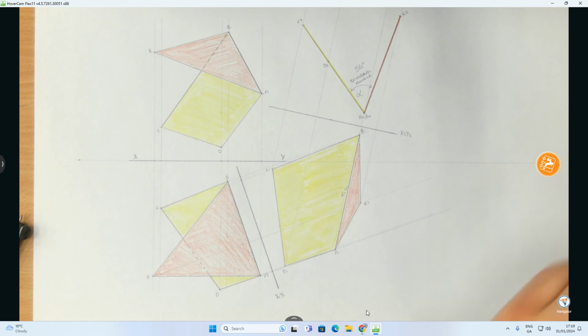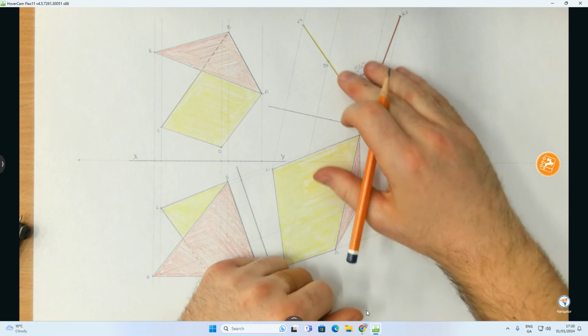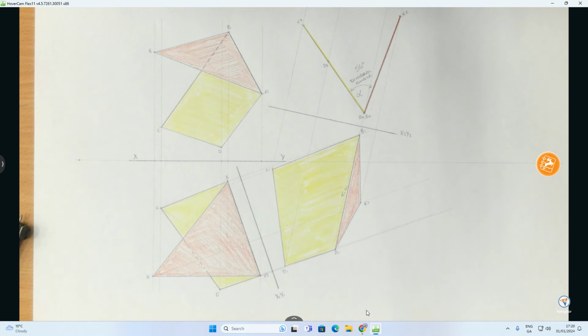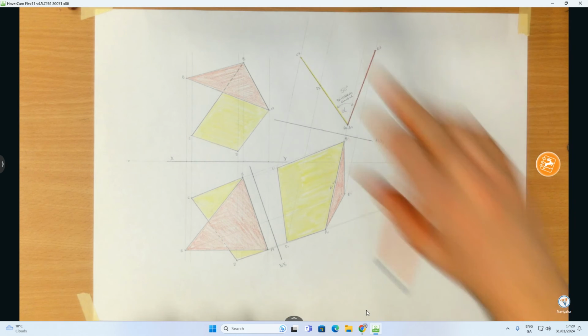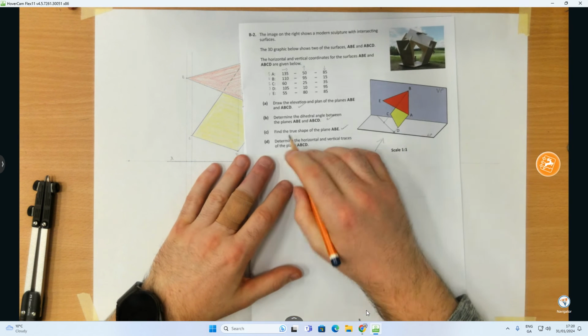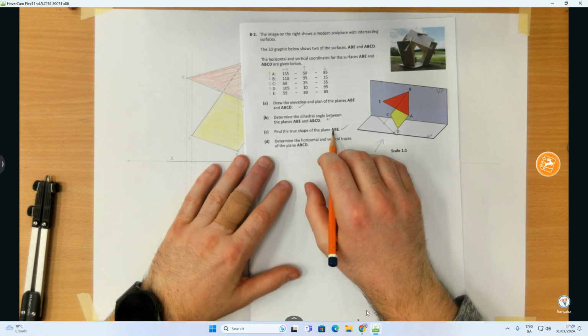Usually in an exam they'll give you a little discretionary range, so as long as you're within a certain range you'll get the marks. So obviously you can see the importance of being accurate. Now that's the second part of the question. The third part: find the true shape of the plane ABE.